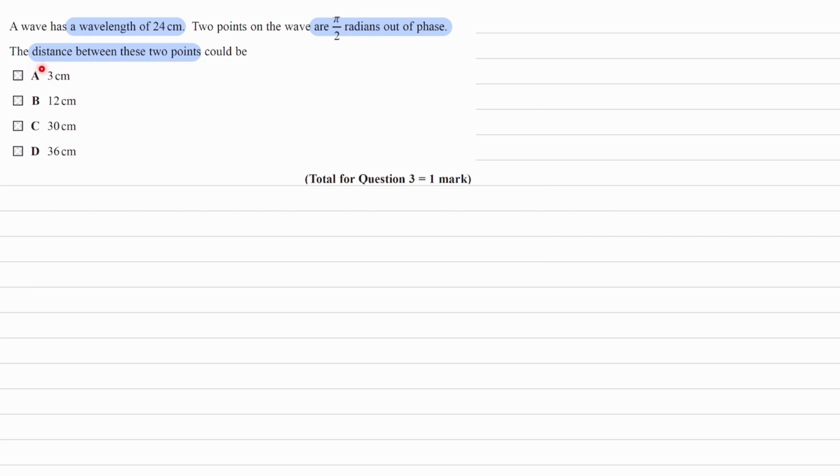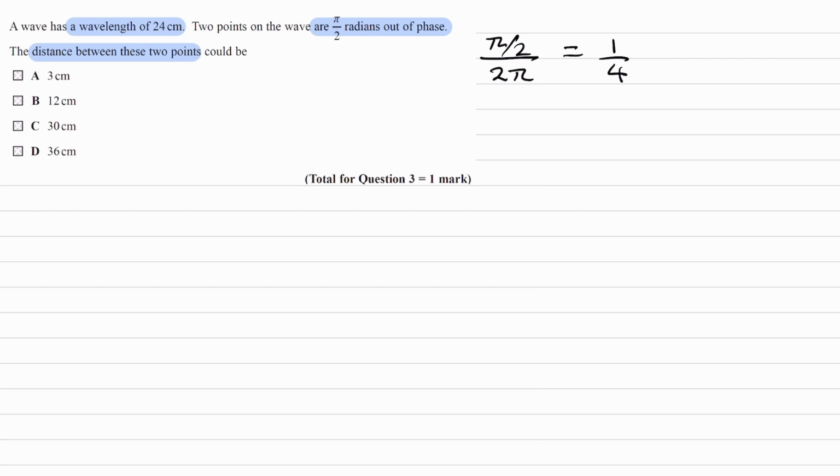The distance between these 2 points would be a path difference, using the wavelength of 24 centimeters. So if the phase difference is pi/2 radians, we can divide that by 2 pi, which gives us a quarter. So what that means is, if our phase difference is pi/2, our 2 waves are a quarter of an oscillation out of sync.